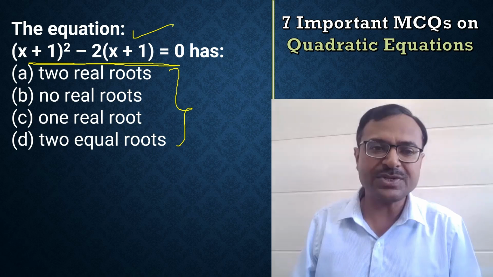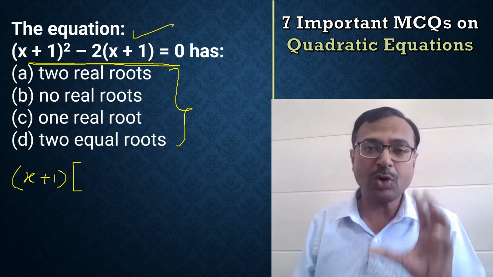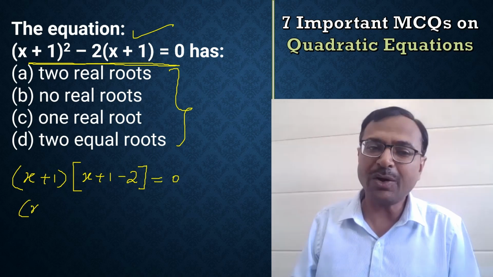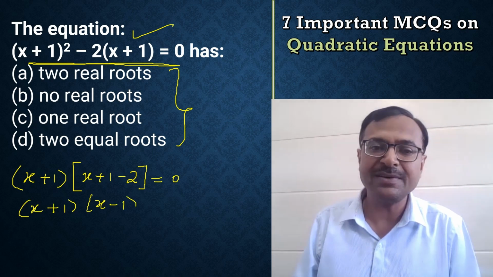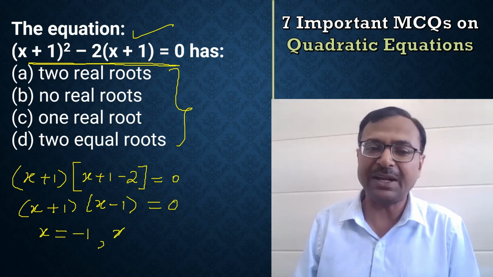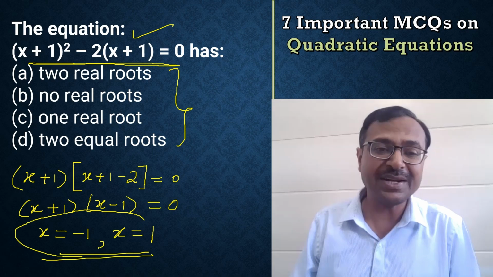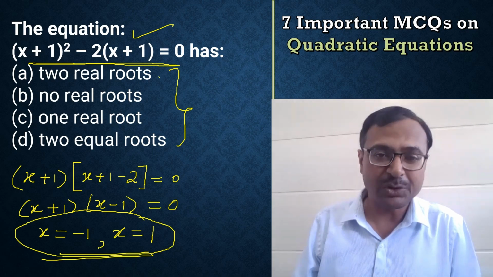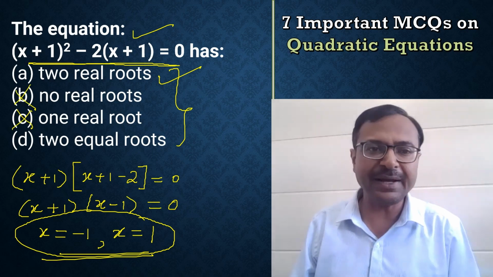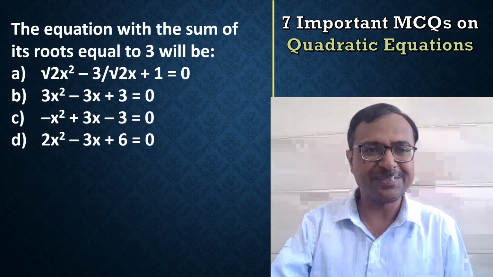Or else, this question is quite easy because x plus 1 happens to be a common factor. So x plus 1 times (x plus 1 minus 2) equals 0. You can see the equation is already factorized. So if you put them separately equal to 0, you are going to have the value of x as minus 1 and 1. And that means the equation has 2 real roots. No real roots, obviously not, both the values are real. 1 real root, no, both of them are real. 2 equal roots, no, they are unequal roots. So it is only 2 real roots.